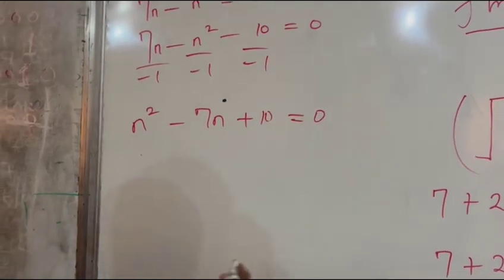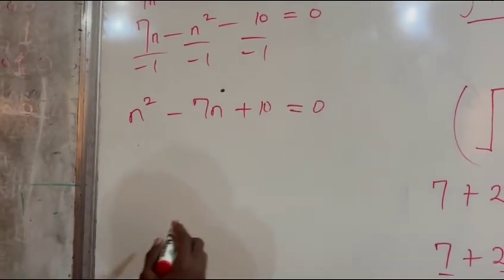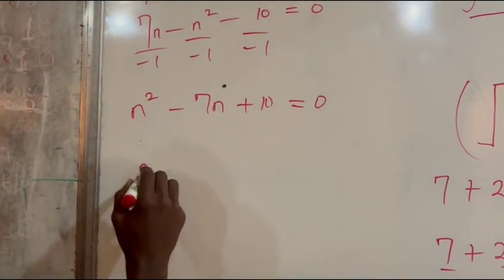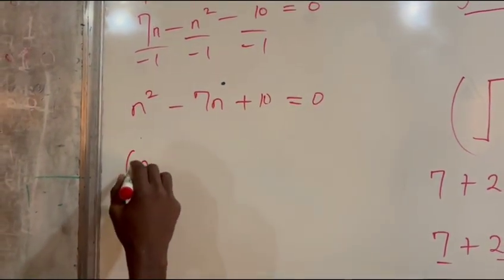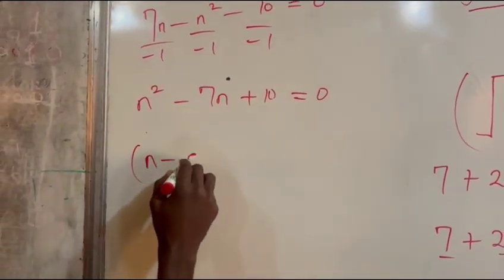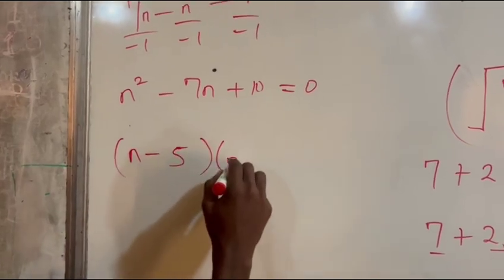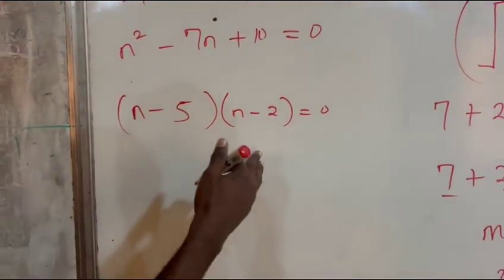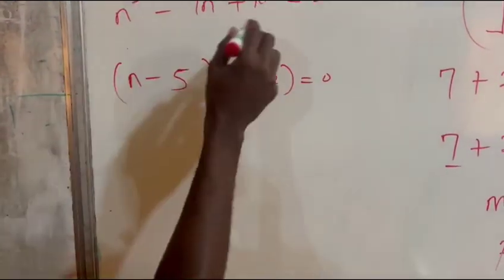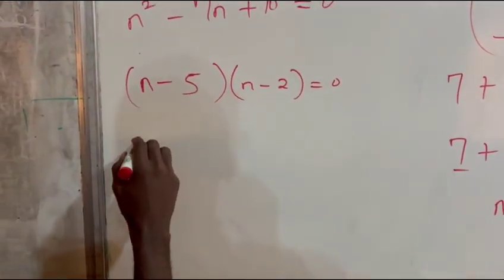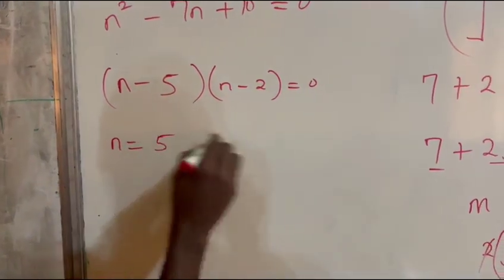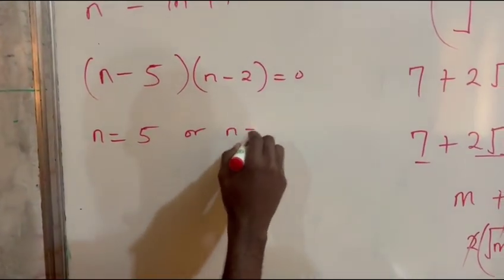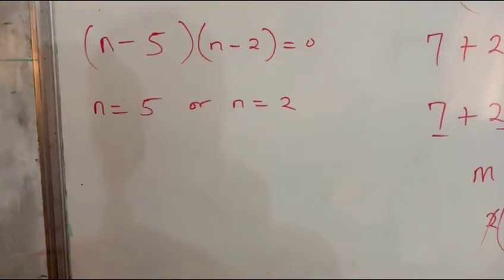Now we have to find the factors. Factors of 10 are 5 and 2. Minus 5 and minus 2 will give the roots of this equation. So we have n minus 5, we have n minus 2 equals 0. If we expand this expression, we are going to have this. So n equals 5 or n equals 2.